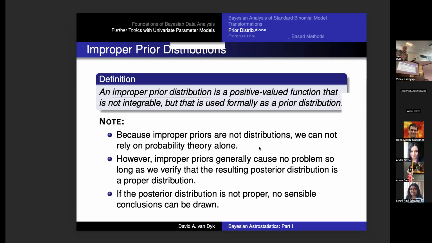However, improper priors generally cause no problem so long as we verify the resulting posterior distribution is a proper distribution. That's mathematics, so you have to do something extra. If the posterior distribution is not proper, no sensible conclusion can be drawn. So what do you have to do in that second bullet? You have your likelihood function, you have your prior, that's the posterior. You have to look at that thing and convince yourself, using techniques from integration, that the integral is finite. So it's a little tricky.